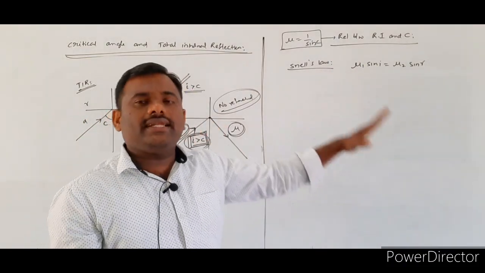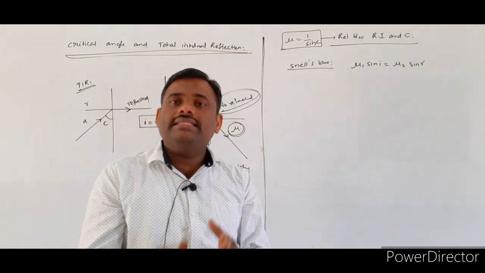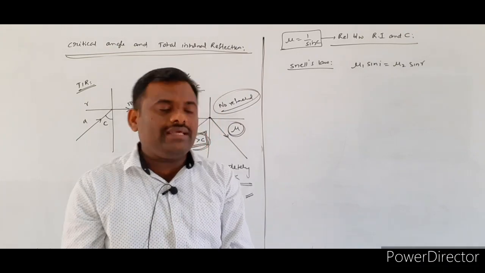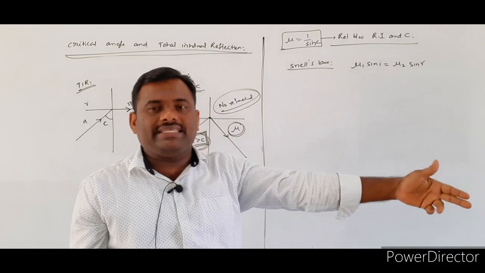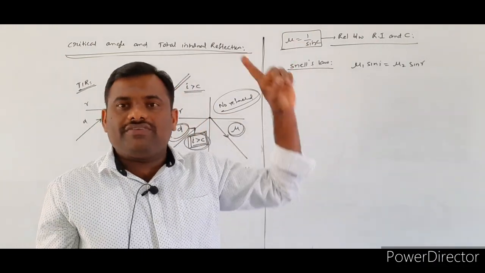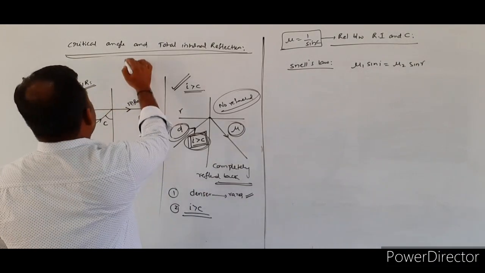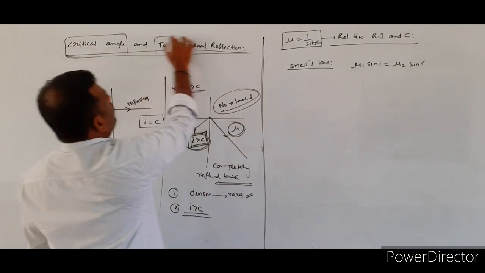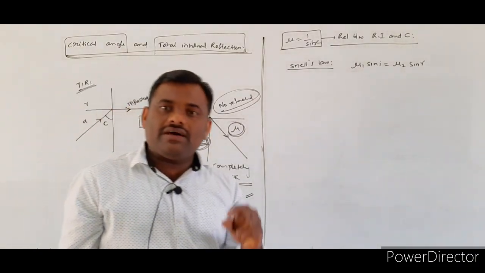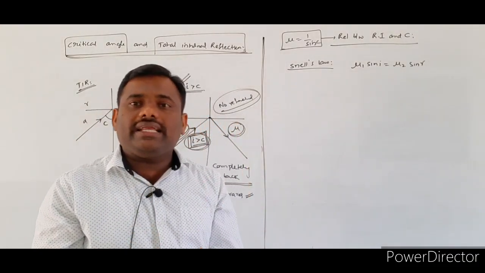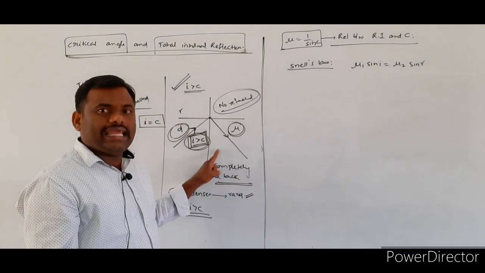In general, mu1 is the refractive index of the medium where the incident light is present, the first medium, and mu2 is the refractive index of the medium where the refracted light is present. So whenever we discuss the critical angle concept or total internal reflection, the incident light rays are present within the denser medium. So the first medium will be taken as the denser medium.